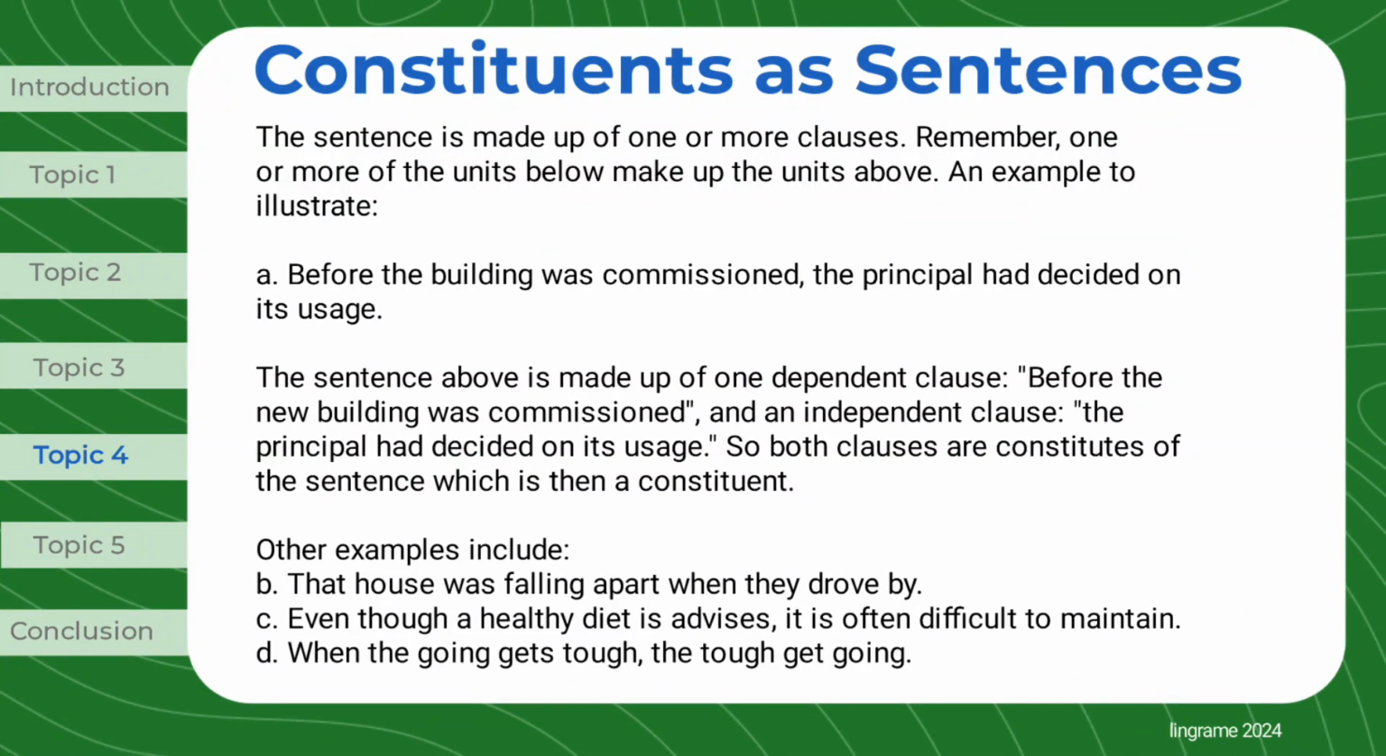Constituents as sentences. The sentence is made up of one or more clauses. Remember, one or more of the units below make up the units above. An example to illustrate: before the building was commissioned, the principal had decided on its usage. The sentence above is made up of one dependent clause, before the new building was commissioned, and an independent clause, the principal had decided on its usage. So both clauses are constitutes of the sentence, which is then a constituent.